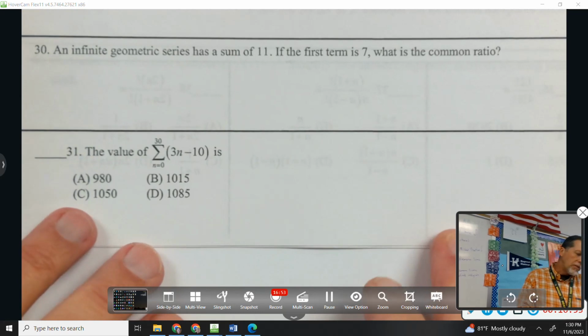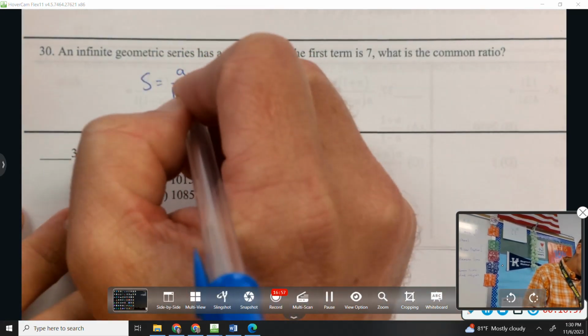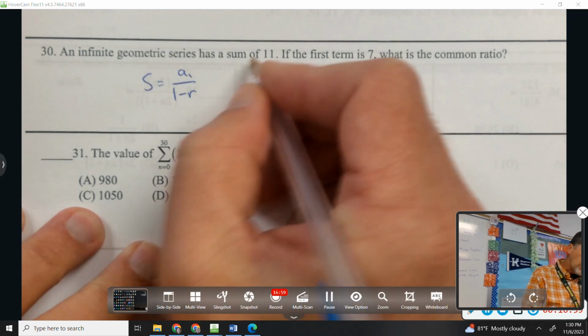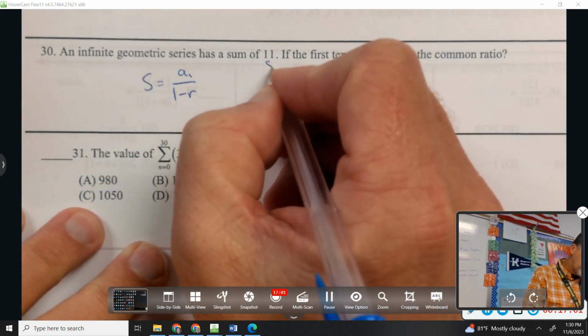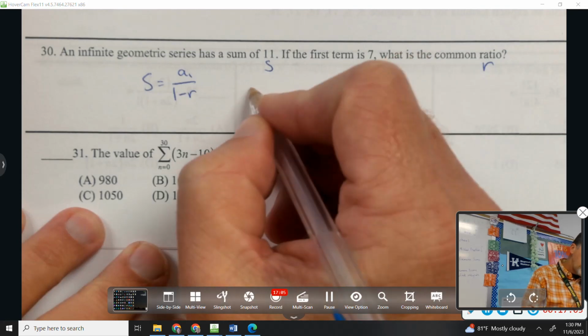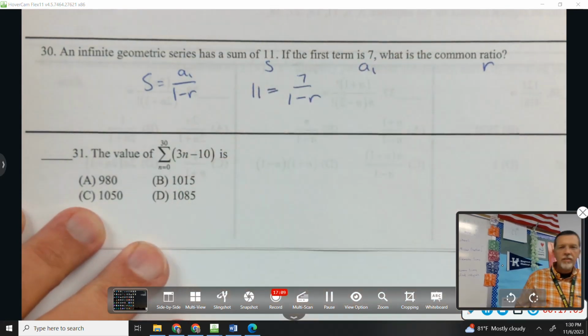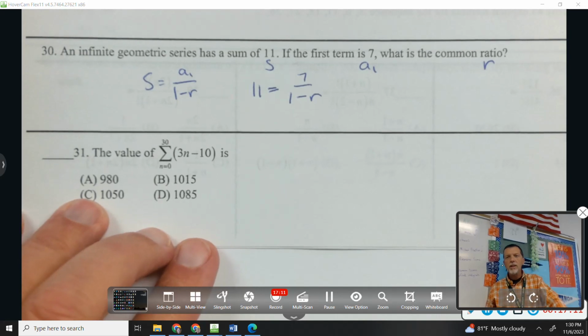30, more infinite geometric series. Has a sum of 11. First term is 7, and find r. So this is like a straightforward algebra question here. Just use the formula and plug in the pieces.